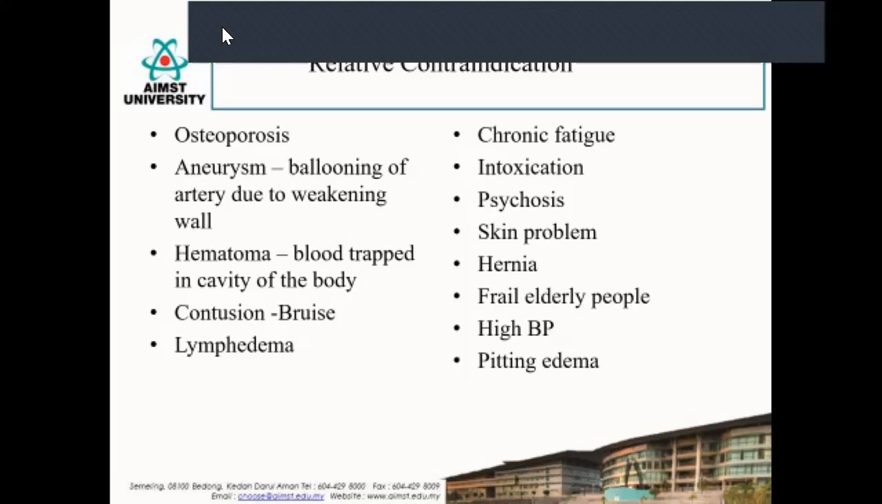Next is aneurysm. Aneurysm is nothing but ballooning of arteries due to weakening of blood vessels. Actually, a blood vessel is made up of a thick fibrous elastic material. As a person gets aged, the blood vessels will become weaker at certain points.